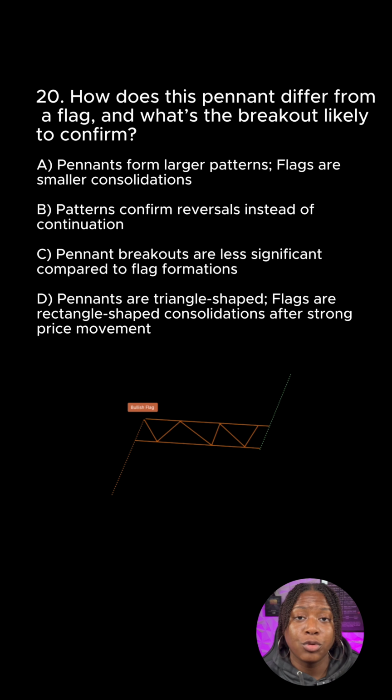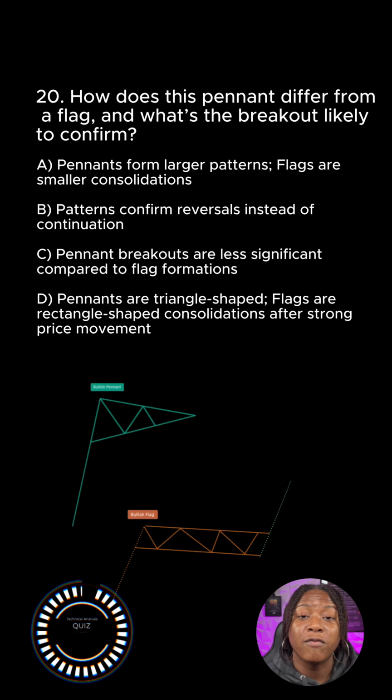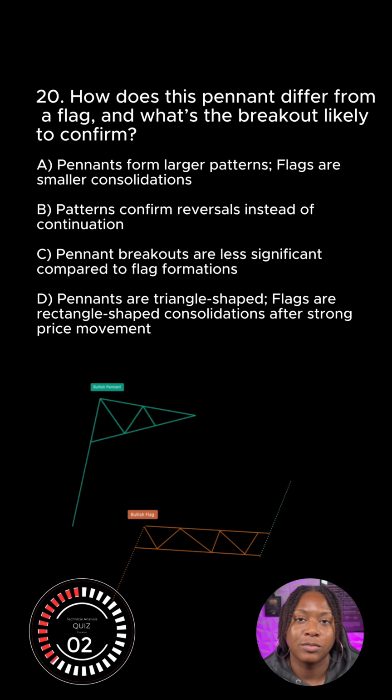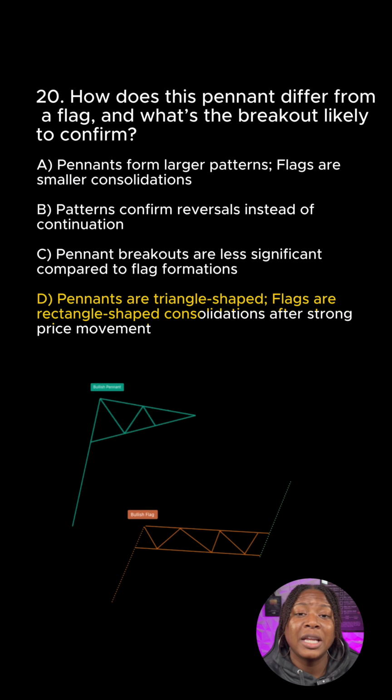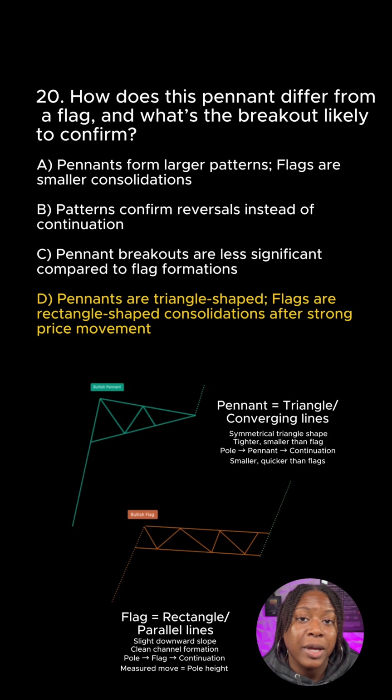So I'm going to keep this bull flag and then have the pennant. How does the pennant pattern differ from a flag, and what's the breakout more likely to confirm? So a pennant is different from a flag in its shape. It's usually going to be smaller and it forms a triangle, kind of like consolidation after that flagpole. And then the breakout after a pennant usually confirms the continuation in the direction of that previous trend.